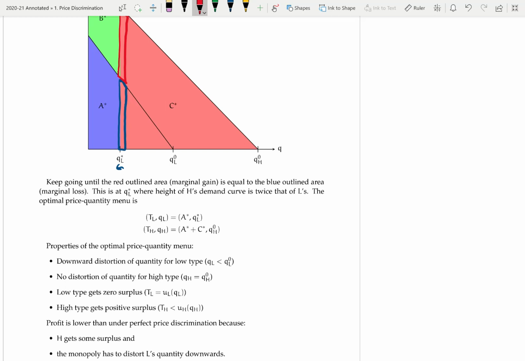The high type gets a positive surplus. We have to give them a positive surplus so that they won't want to buy the pair meant for L. So this is why we can't do as well under second degree price discrimination as under first degree price discrimination. The monopolist has to give up some surplus to the high type consumer in order to get them to buy a different pair than the other type. So profit is lower than under perfect price discrimination because H gets some surplus and the monopolist has to distort this quantity downwards. So it's selling less to type L.